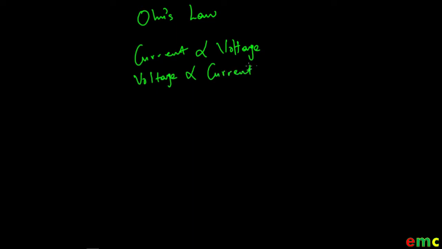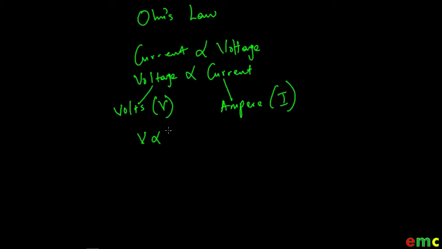The voltage is measured in volts, symbolized with V, and the current is measured in ampere, represented with I. So from here, we can easily say our voltage is directly proportional to the current. To introduce the constant of proportionality, we can say V is equal to the constant and the current. This K, which is the constant, is what we know as the resistance.